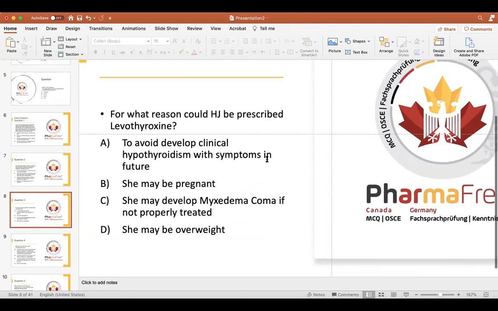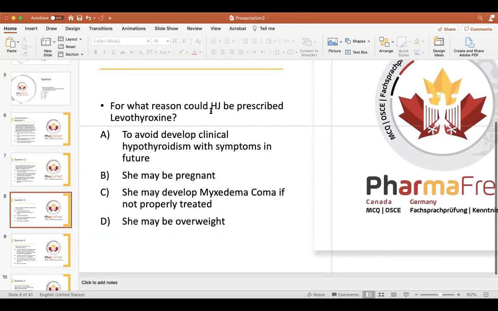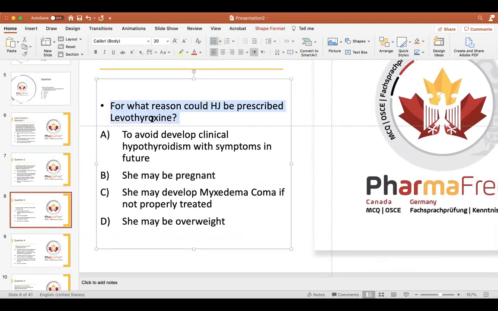Next, for what reason could HJ be prescribed levothyroxine? To avoid developing clinical hypothyroidism with symptoms. She may be pregnant. She may develop myxedema coma if not properly treated. She may be overweight.